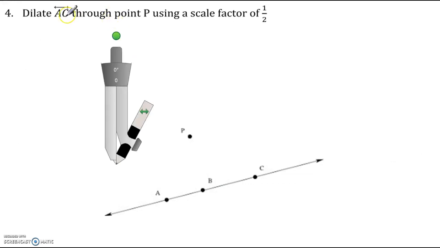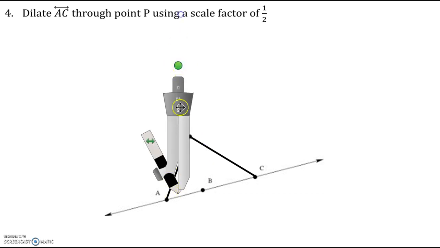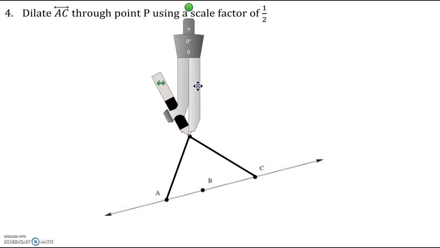We're going to dilate AC, so this whole line, and we're going to get another line, through point P using a scale factor of 1/2. Because it's 1/2, when we connect point P, we can pick any 2 of these 3 points, because any 2 of them will make a line. It's going to end up closer to point P, half of the original distance. So I don't need to go past A or C because I'm going to do half distances, meaning I'm going to get closer.